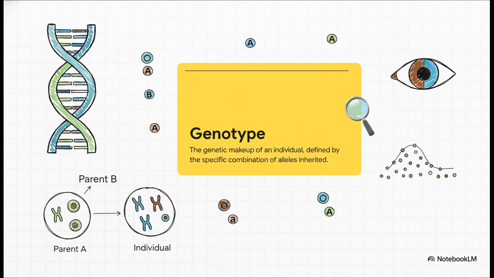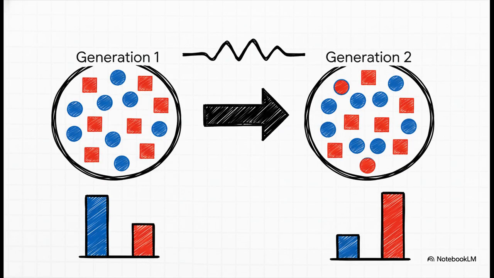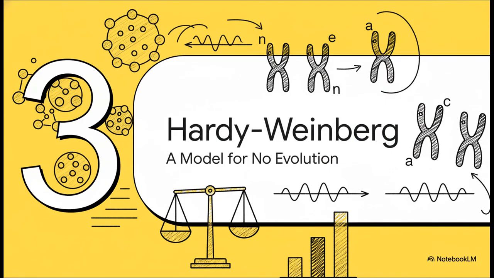And this right here, this is the mic drop moment. When we strip it all down, this is what evolution is. It's not some vague, mysterious force. It's a measurable, statistical shift in how common certain alleles and genotypes are in a population over time. That's the whole game.